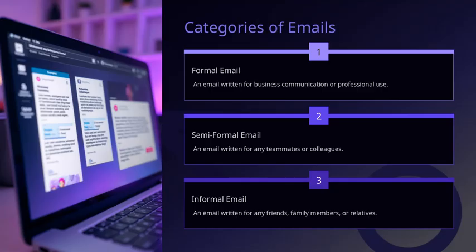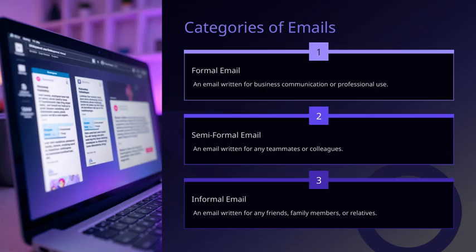Let's take a closer look at the different categories of emails. First, we have the formal email. This is typically written for business communication or professional use, where tone and structure are important to convey respect and clarity. Next, there's the semi-formal email, which is more relaxed but still maintains a level of professionalism.